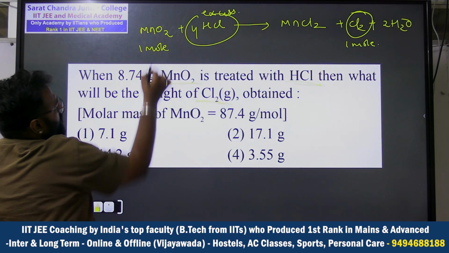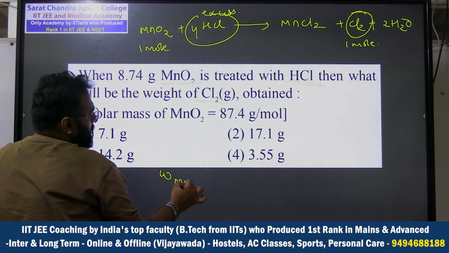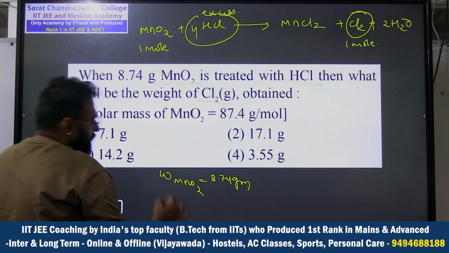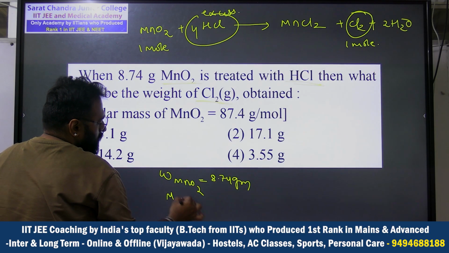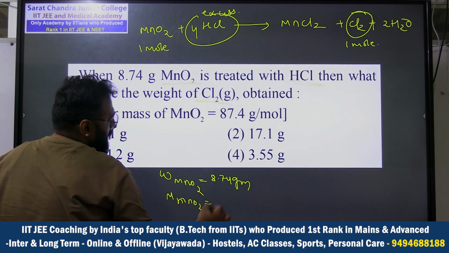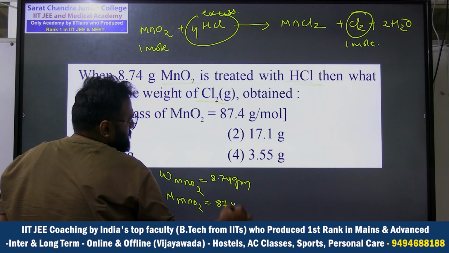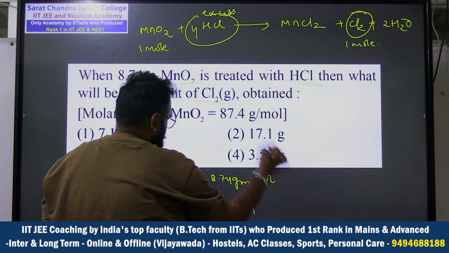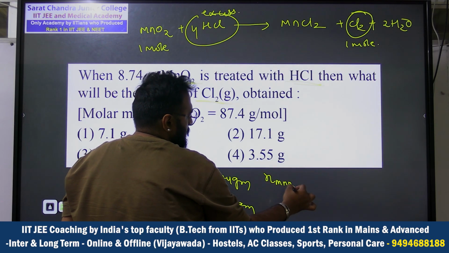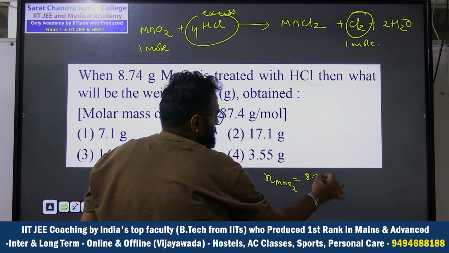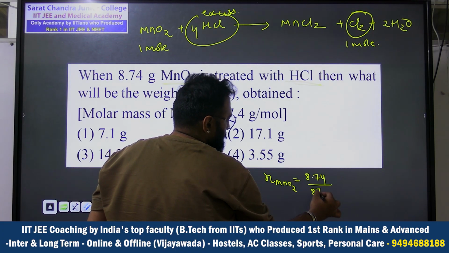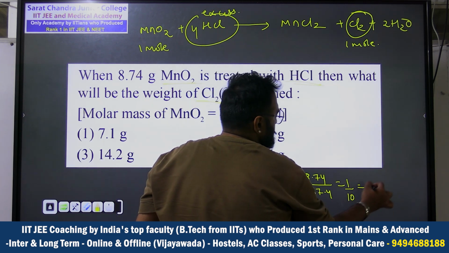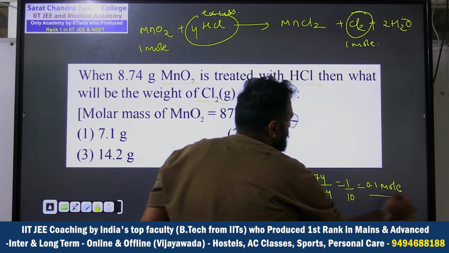Now we need to find what is given. The weight of MnO2 is given, 8.74 grams. Molar mass of MnO2 will be how much? 87.4 grams. So number of moles of MnO2 is 8.74 divided by 87.4, that is 1 by 10, that means 0.1 mole.